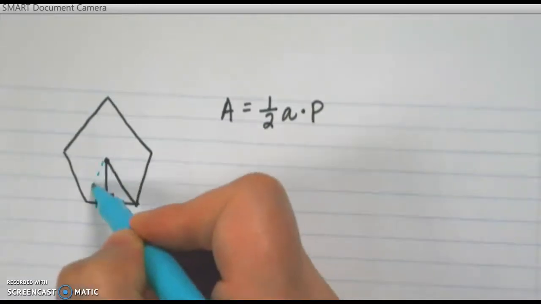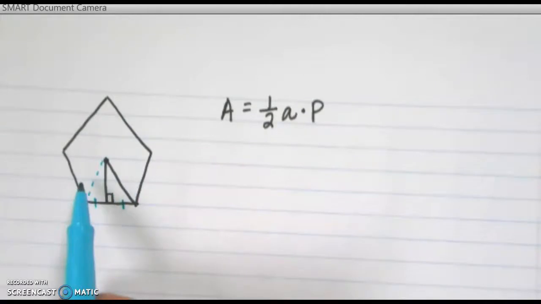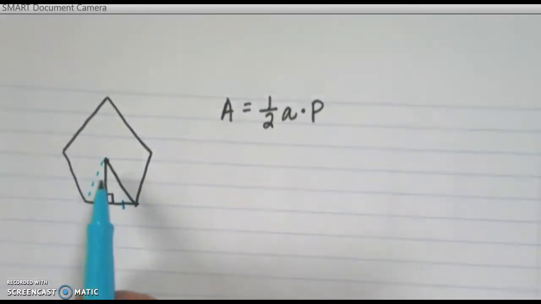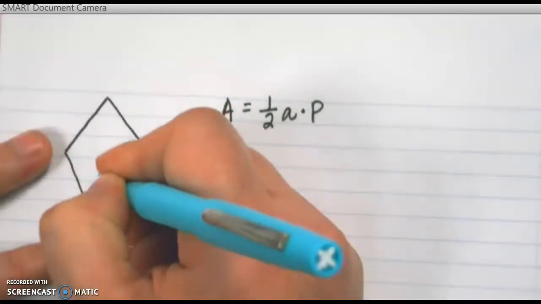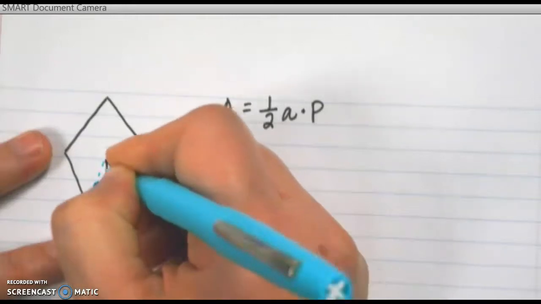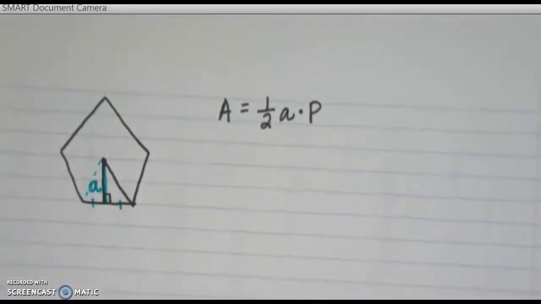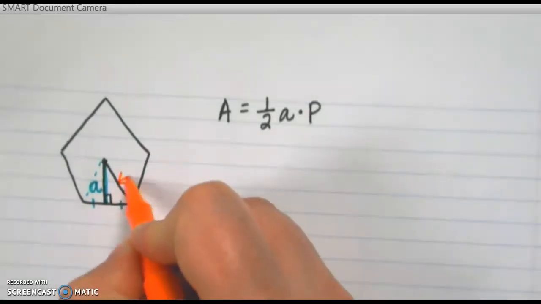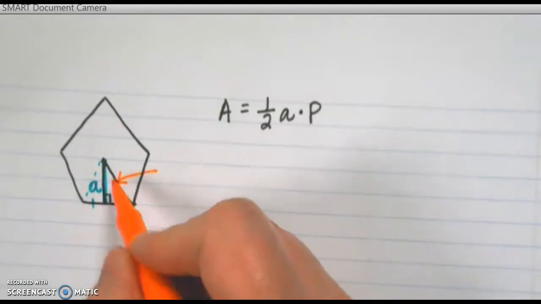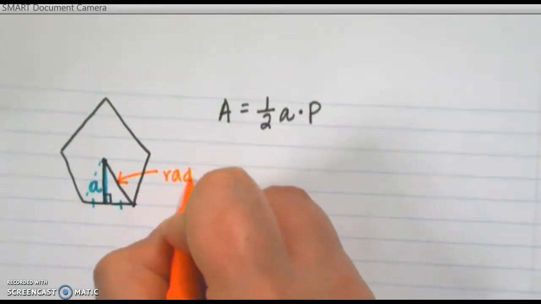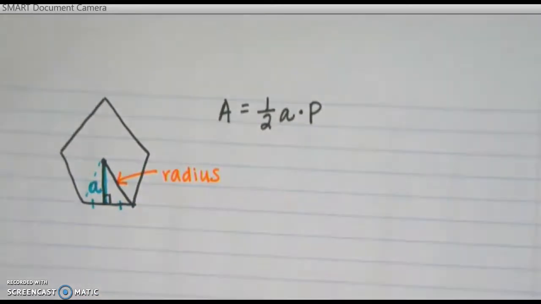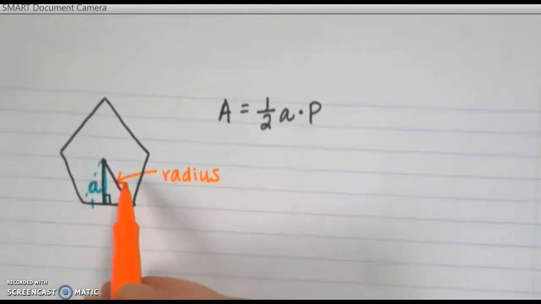If I were to draw this other side of the triangle, this triangle would be isosceles. So those two sides are equal, which means the two pieces at the bottom are equal. So the apothem is this part right here. Basically like the height of that little right triangle that's created. The other side of the little right triangle, the hypotenuse looking side of the right triangle, is the radius of the shape.